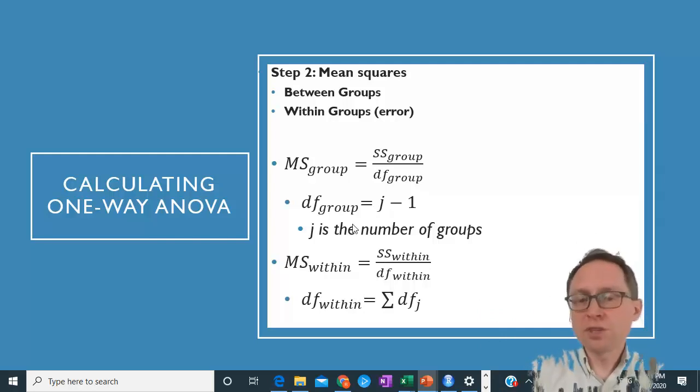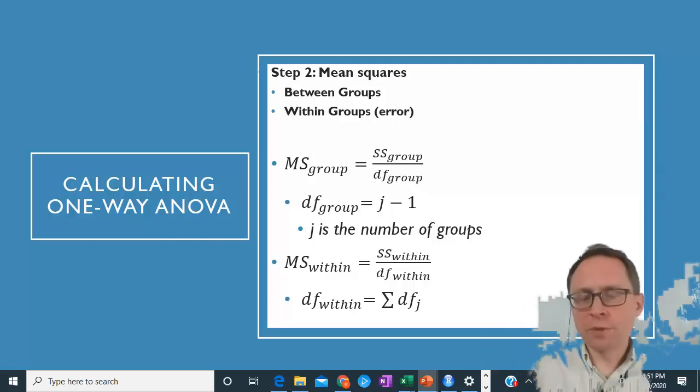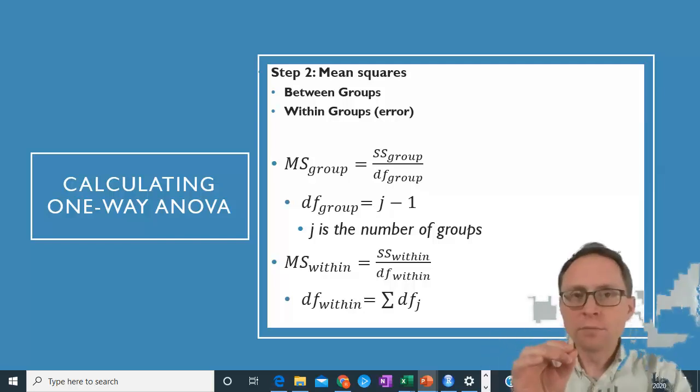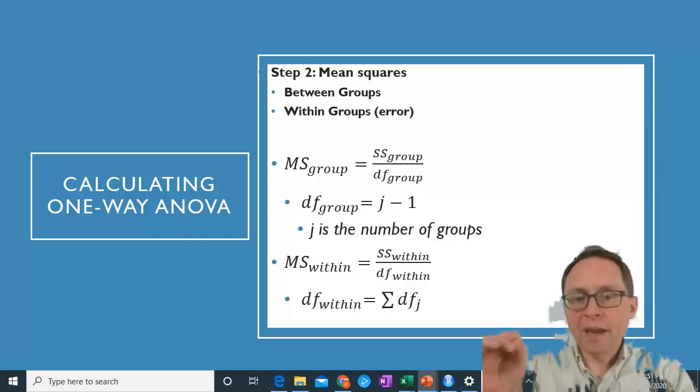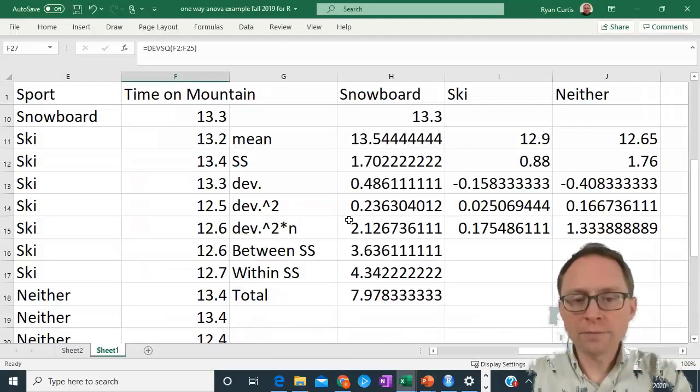The only thing you should know is the degrees of freedom for the group. That is the number of groups minus 1. So J in this case is the number of groups, minus 1. The degrees of freedom within is all the degrees of freedom of the separate groups. Remember how we added up the sum of squares for each of those separate groups? We're just going to add up the degrees of freedom of each of those groups. Each group has a degrees of freedom of n minus 1, and we add those up. So let's do that with the data that we have.